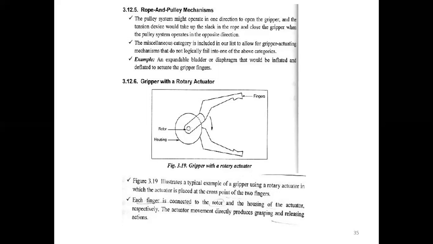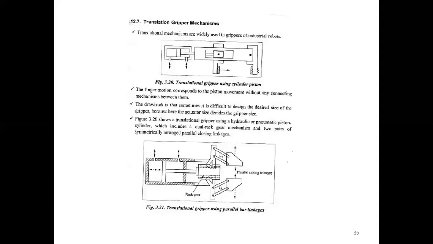Next one is the gripper with a rotary actuator. One finger is connected with one rotary actuator, and the other finger on the other side. So moving the rotor and housing will define the finger open and close condition. Then the translational gripper mechanism.